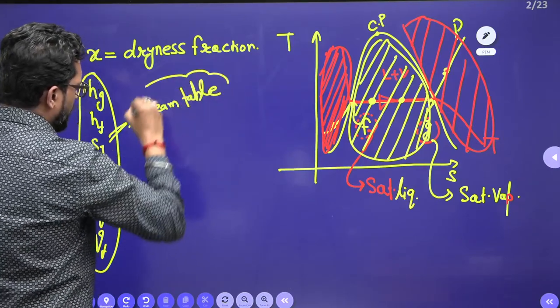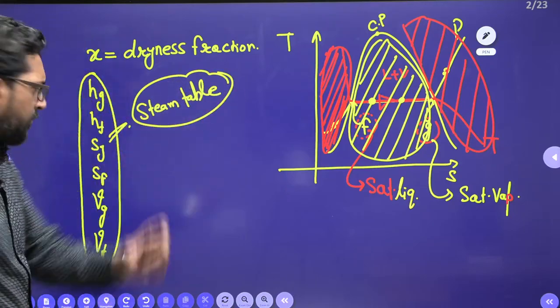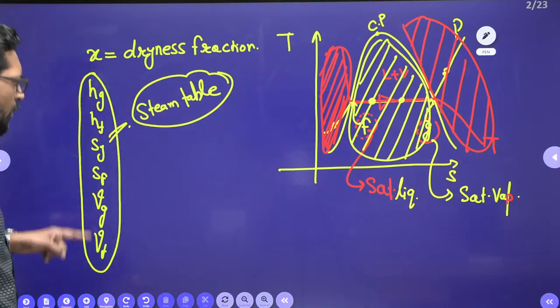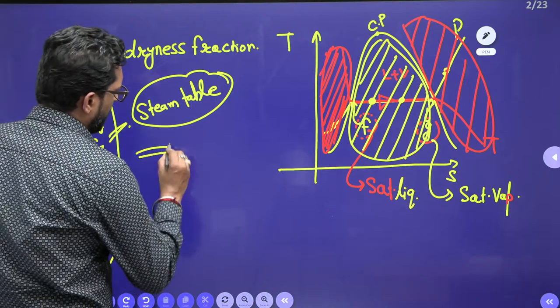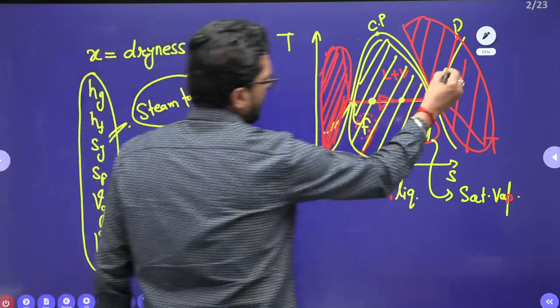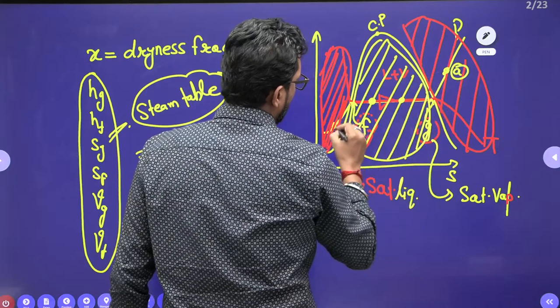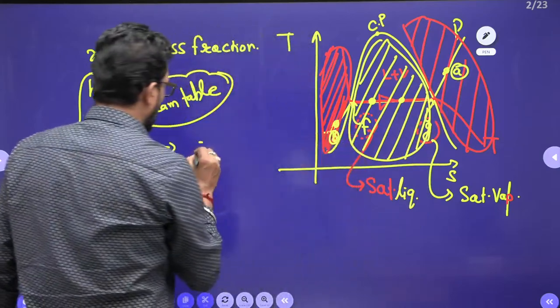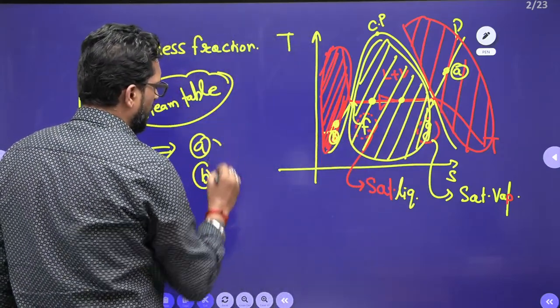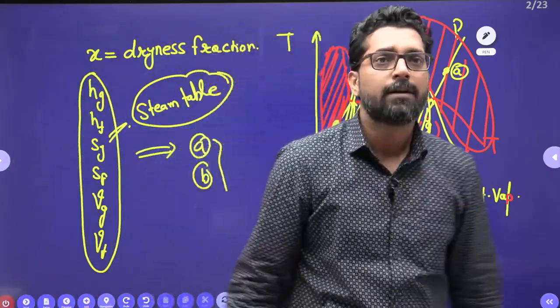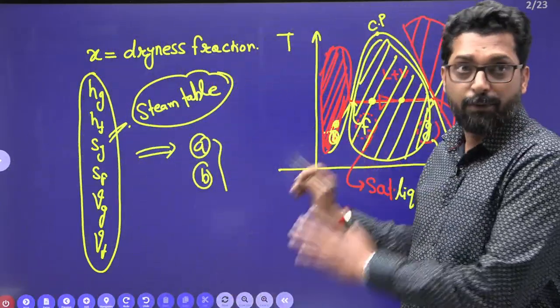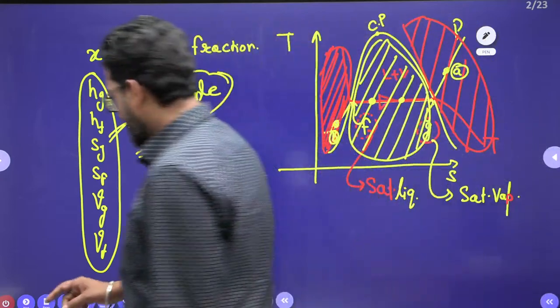Steam table, which is provided in the examination in table form. So this property you know, and you find all other properties, that means in the superheated region, point A, and in the compressed liquid region, point B. So for points A and B you have to use a different formula, which is used in this first problem. So beta, let's start the first problem.